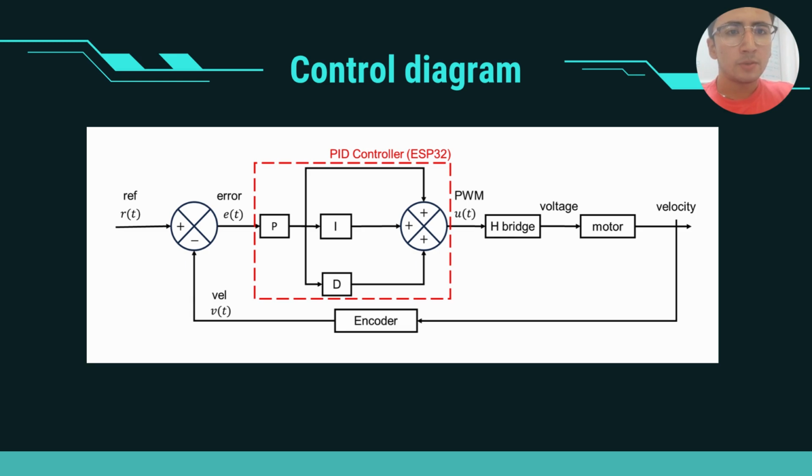This diagram shows a control system for a motor with an ESP32 microcontroller. It compares the desired speed with the actual speed measured by encoders, generating an error signal. The PID controller adjusts the motor speed, torque, and H-bridge.